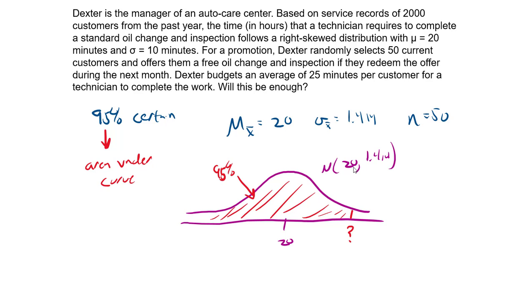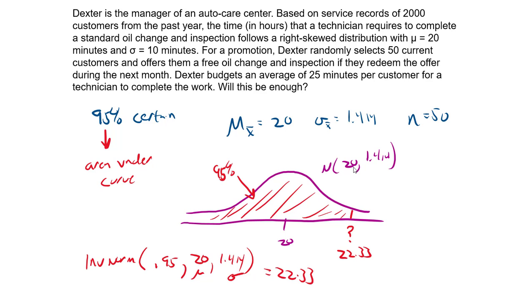So in other words, what it's telling us is 22.33. Now again, if you're using the TI-Nspire's inverse norm, and even if you use Desmos, go ahead and write this out: inverse norm, in which case we put 0.95 for our probability or proportion of the curve, our mean of 20 and our standard deviation of 1.414. And we came out with 22.33.